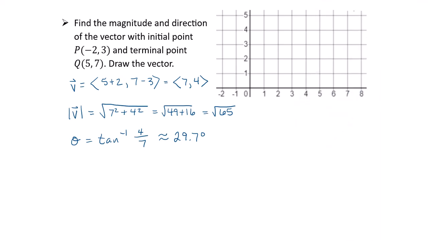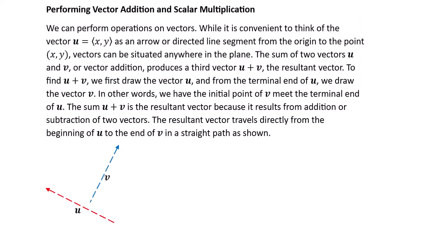Now let's go ahead and draw the vector. The position vector goes from (0, 0) to (7, 4). And remember to draw the arrow there at your terminal point.